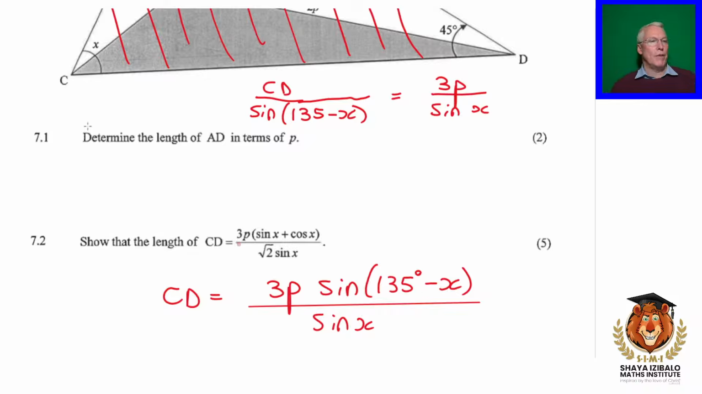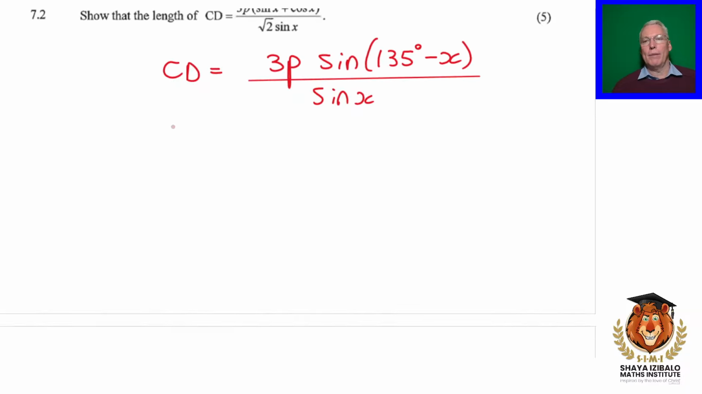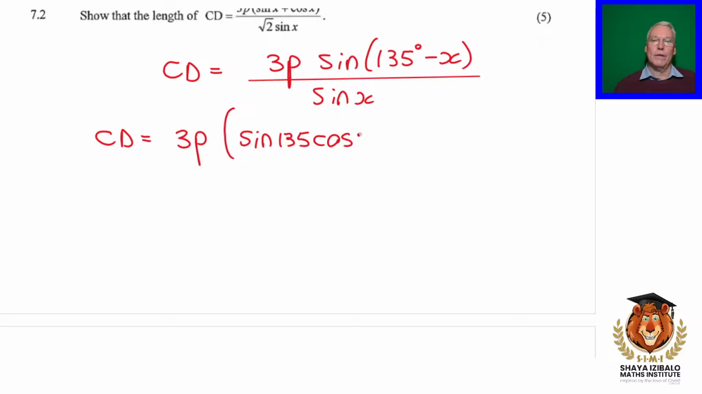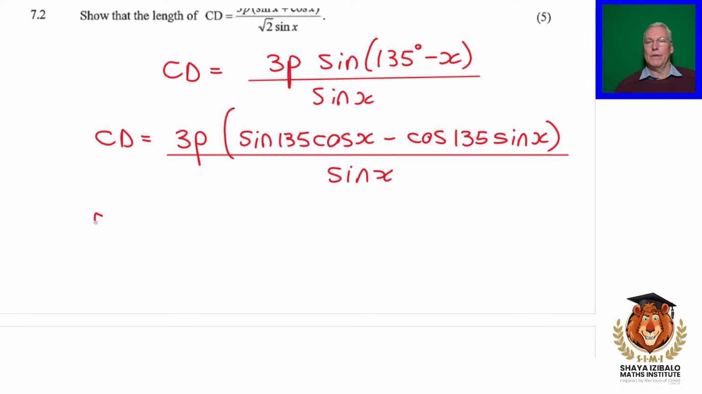Now if we look at this, it's not all bad. We've got the 3, we've got the p, we've got the sine x on the bottom. We've got a compound angle formula which we can use to split up this sine 135 minus x. And in fact what it is, it's sine 135 cos x minus cos 135 sine x, all over sine x.